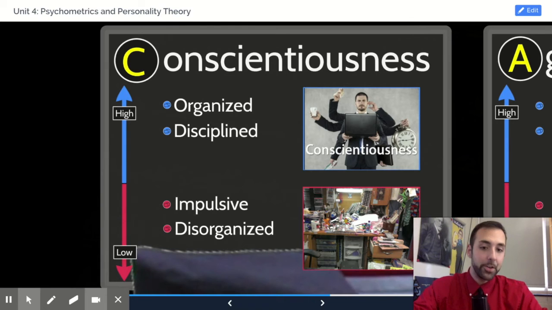I mean, it's not the end all be all. You can still certainly succeed academically if you're disorganized. But for the most part, conscientiousness is a desirable Big Five trait because, as we alluded to a moment ago, it does correlate to strong school performance.